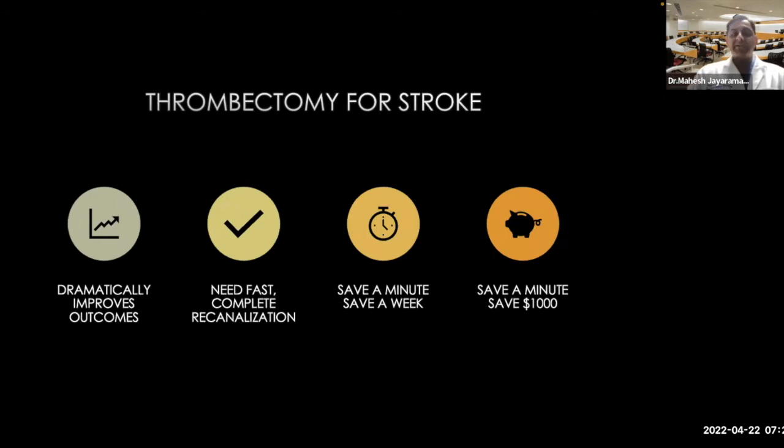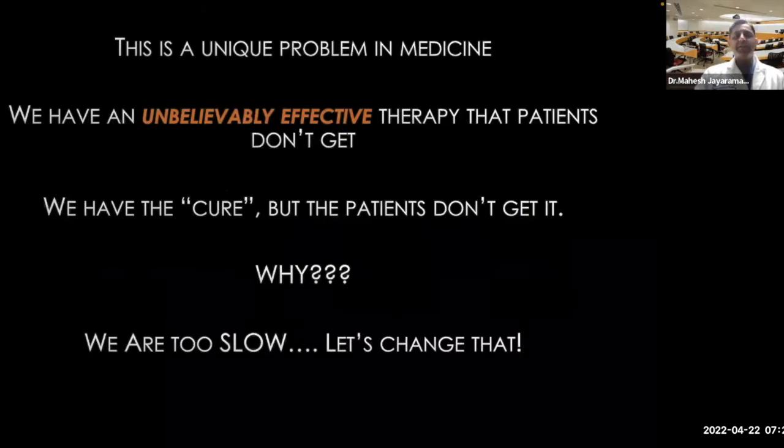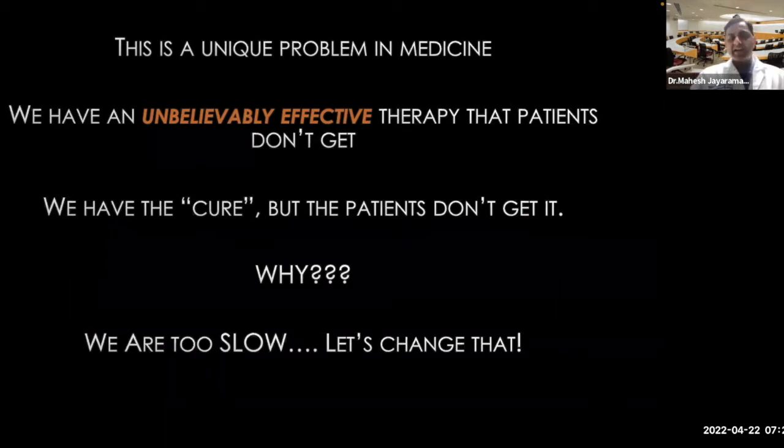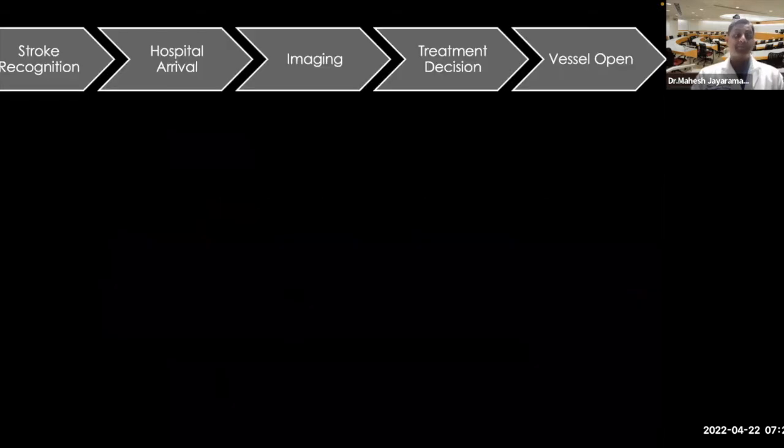Every minute faster gives the patient a week of disability-free life, and every minute faster saves the healthcare system $1,000. So this is a unique problem in medicine. We have lots of marginally effective therapies that we give lots of patients, but we have an unbelievably effective therapy that patients don't get. We have the cure, but patients don't get it. And why is that? It's because we're too slow.